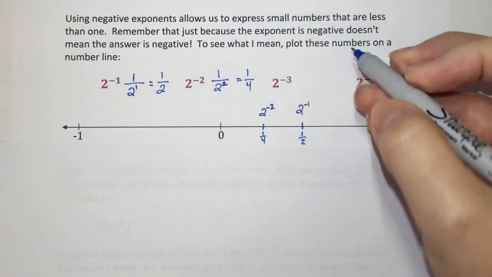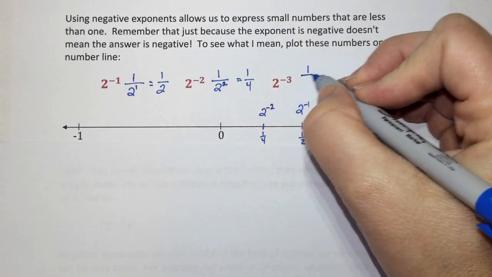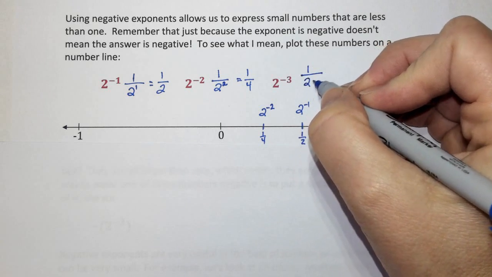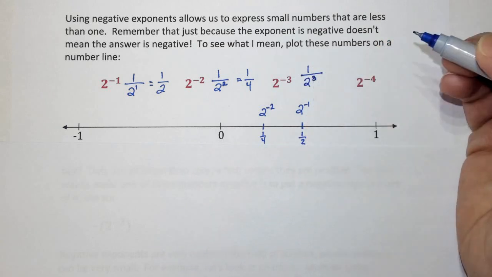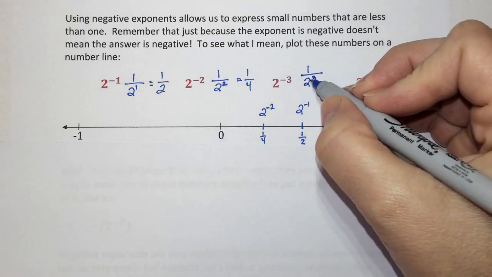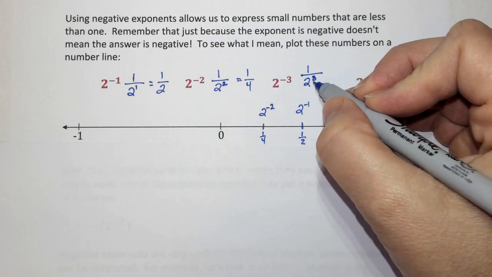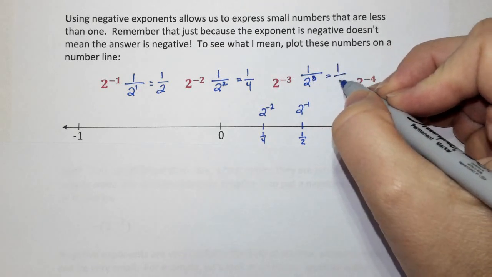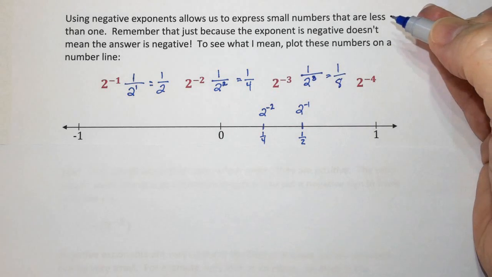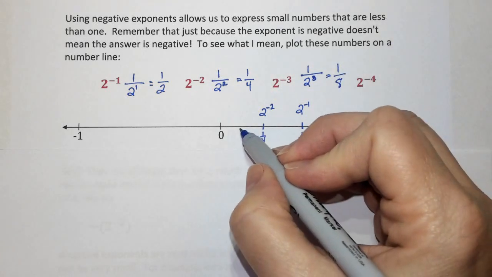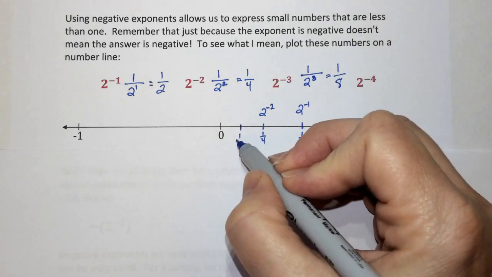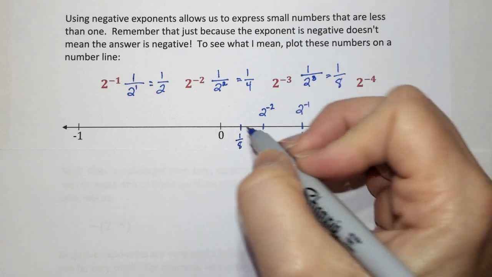All right, 2 to the power of negative 3, 1 over 2, lose the negative sign, to the power of 3. That would be 2 times 2 times 2, which is 8. 1 over 8. So let's plot 1/8. If I have a quarter here, half of that would be 1/8.